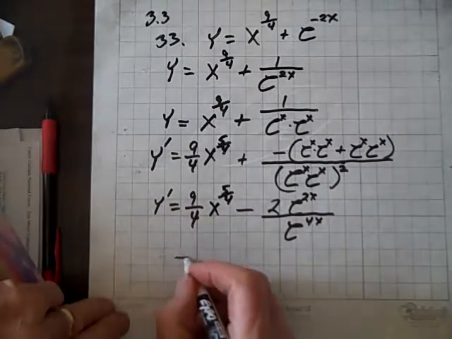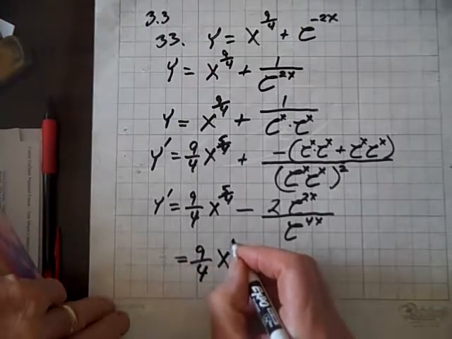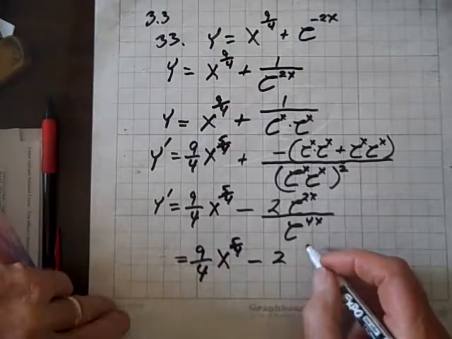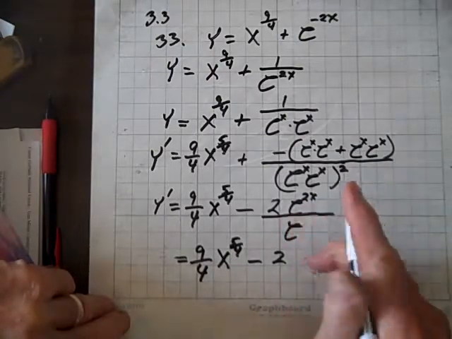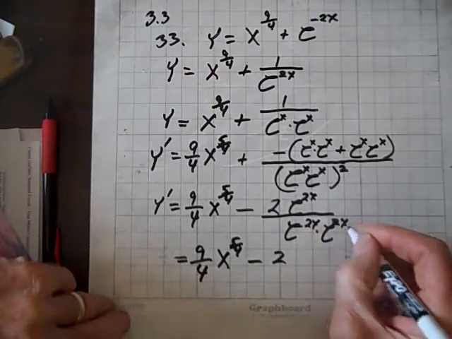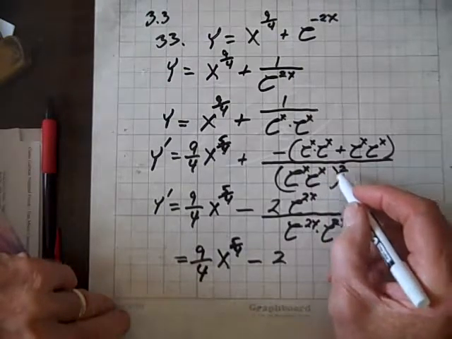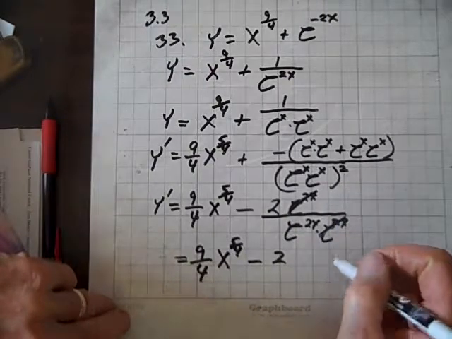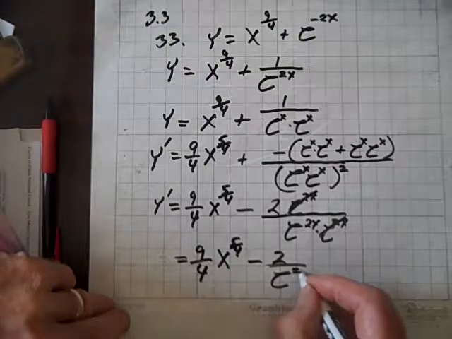Now, we get a 9/4 x to the 5/4 minus 2, and e to the 2x, by the way, I'm going to rewrite this as e to the 2x times e to the 2x to make sure you see this, right? We had e to the 2x and we square it, so we have two factors of that. Well, one of these factors divides out, and we're left with this over e to the 2x.